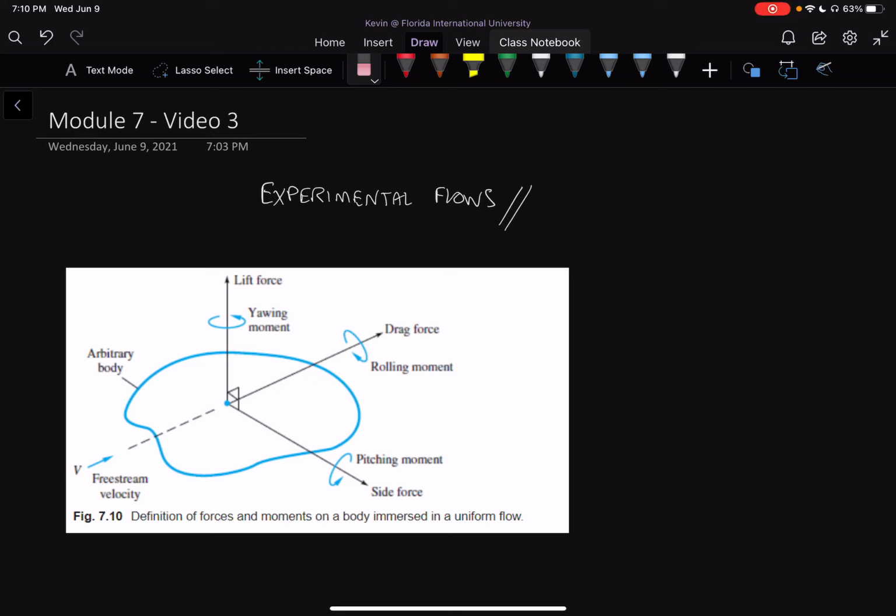In video 3 of Module 7, we're going to continue our discussion of flows over immersed bodies, and we're now going to be focusing more on experimental external flows. The reason we have to discuss experimental flows is because the boundary layer theory that we've been studying for the first two videos in this module is actually very limited in its application. We can only apply it to flows that do not have flow separation.